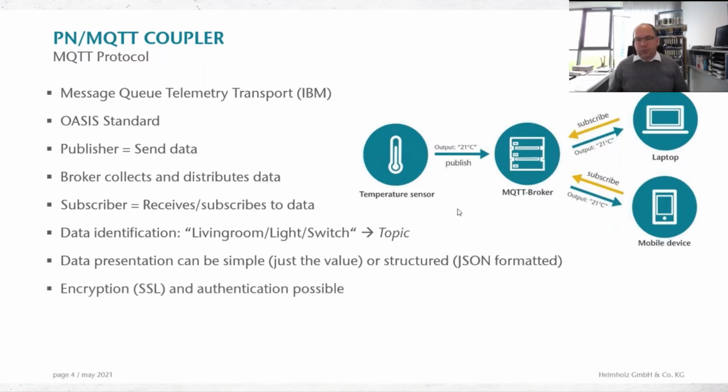MQTT also uses encryption, so it's not possible to read the value on the line, and also authentication. So you can have different levels of authentication, so that not everybody can read values, and not everybody can write to values. You have to be authenticated.